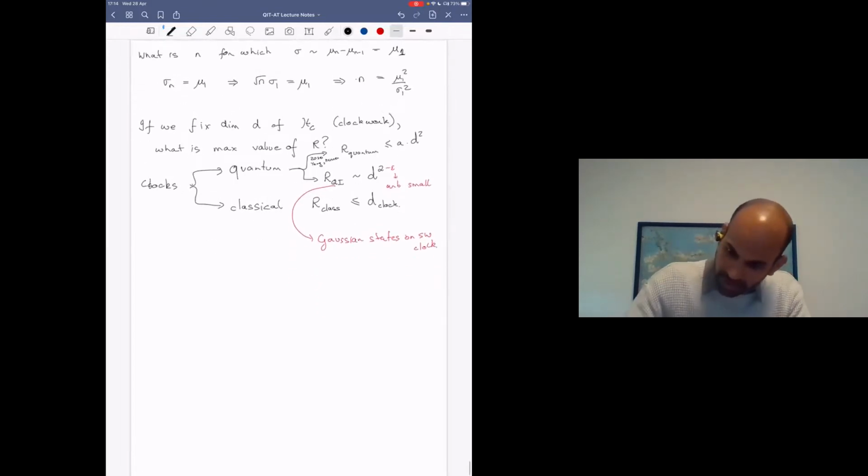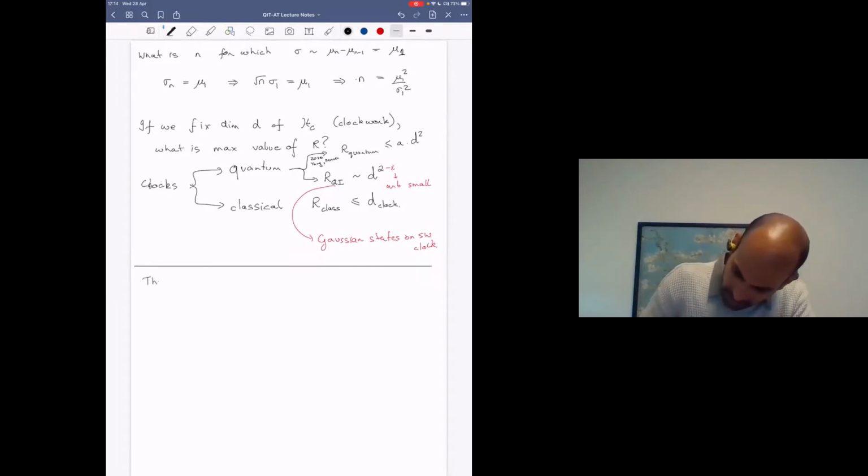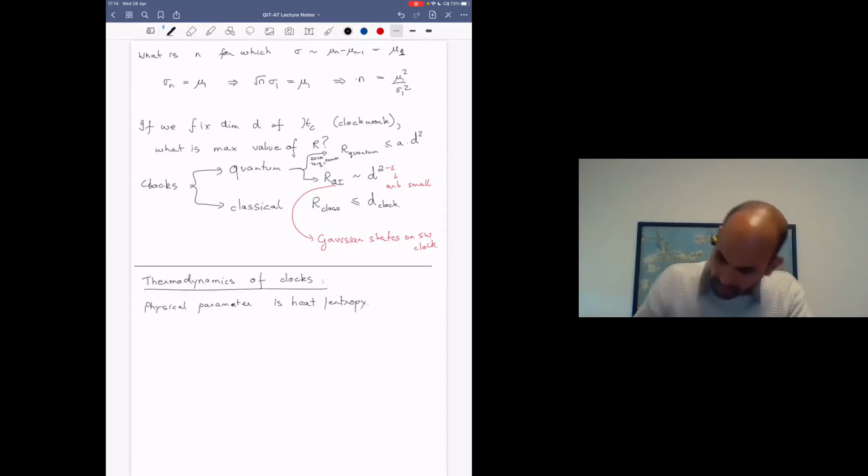Okay, so the final thing I would like to consider now is the thermodynamics of clocks. So here the physical parameter is heat/entropy. Now, what do I mean by taking, well, actually, I should use the word autonomous now.